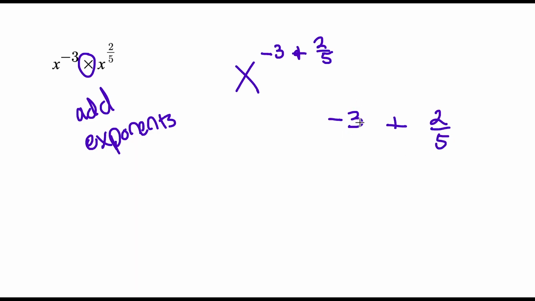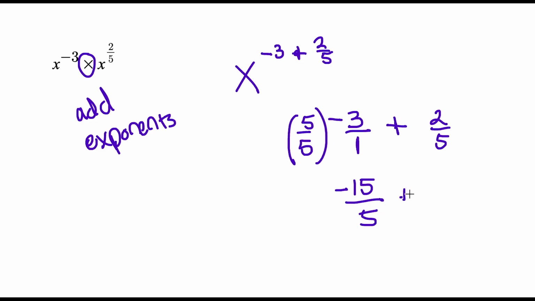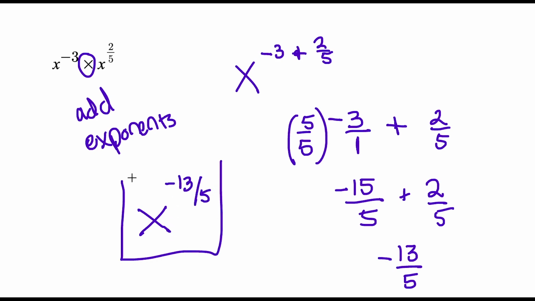Well, when I have an integer whole number, the denominator is actually a 1. So I want to make both of the denominators 5. So I have to multiply 1 by 5 to make that happen. So -15 over 5 plus 2 over 5 is -13 over 5. And don't forget that that was actually the process we need to find the exponent of our simplified expression. So my answer is x to the power of negative 13 over 5.